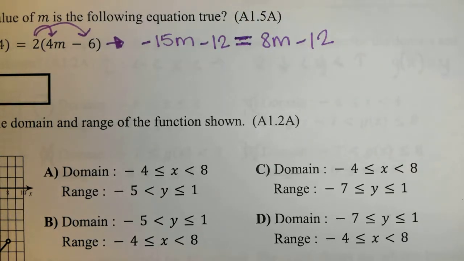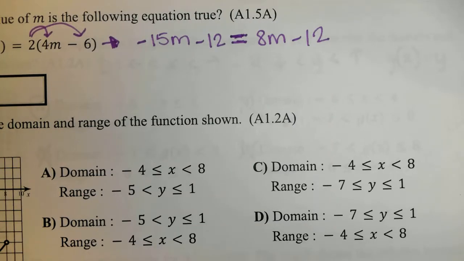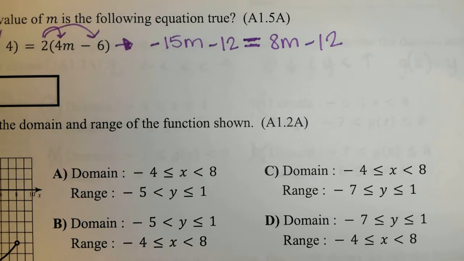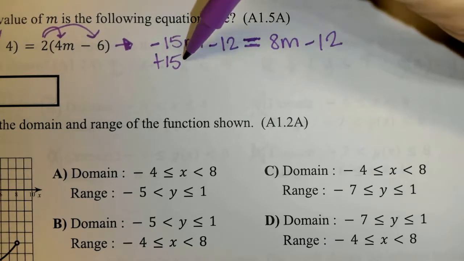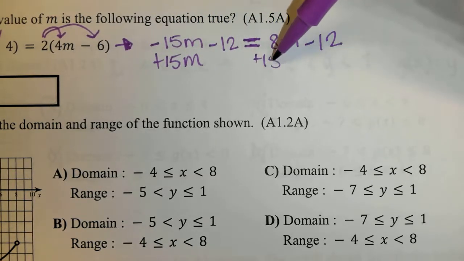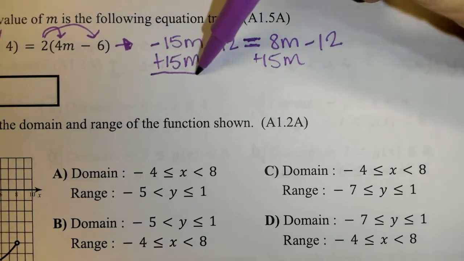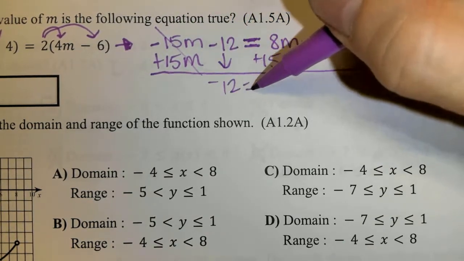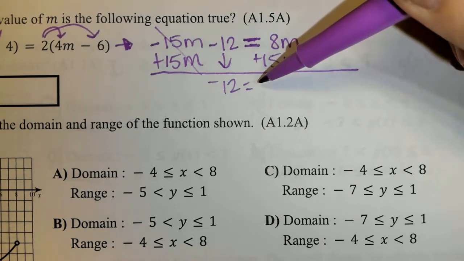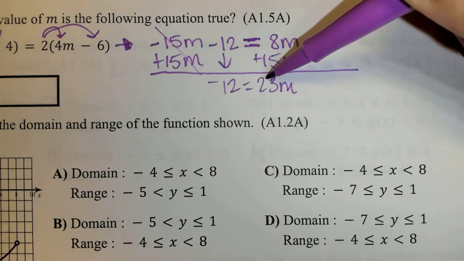So now I have to move things. I always move the smallest letter. You don't have to, but I do. It avoids negatives. So between negative 15 and positive 8, the negative 15 is smaller. So minus becomes plus because you always do the opposite. And I bring this down. 8 plus 15 is 23m.